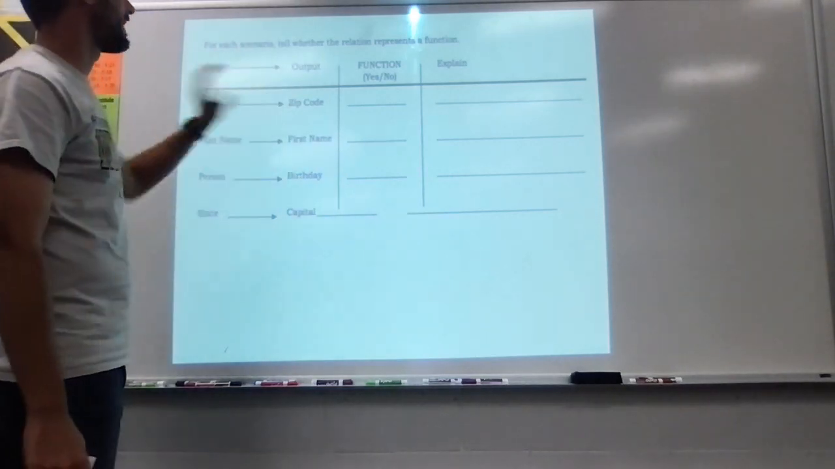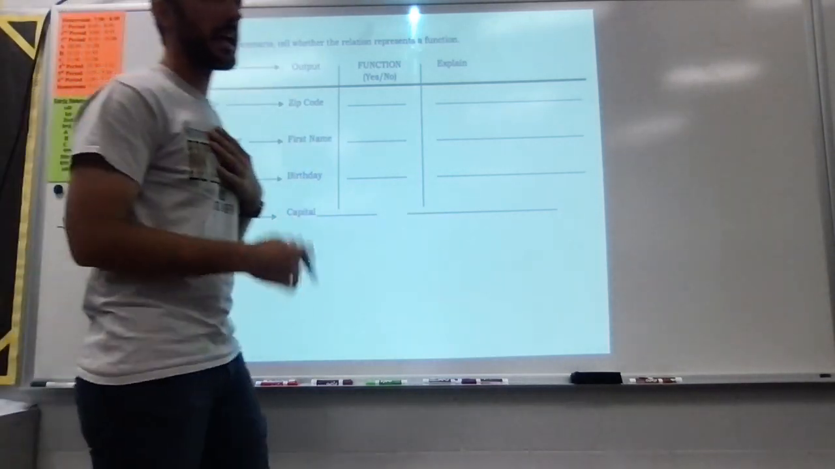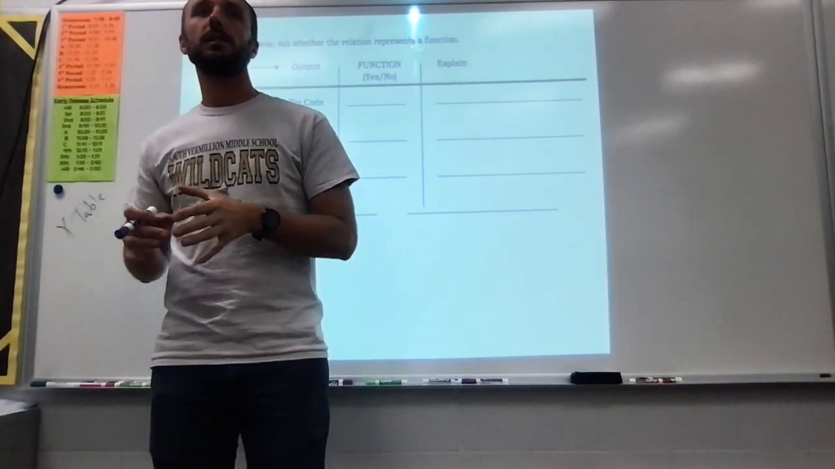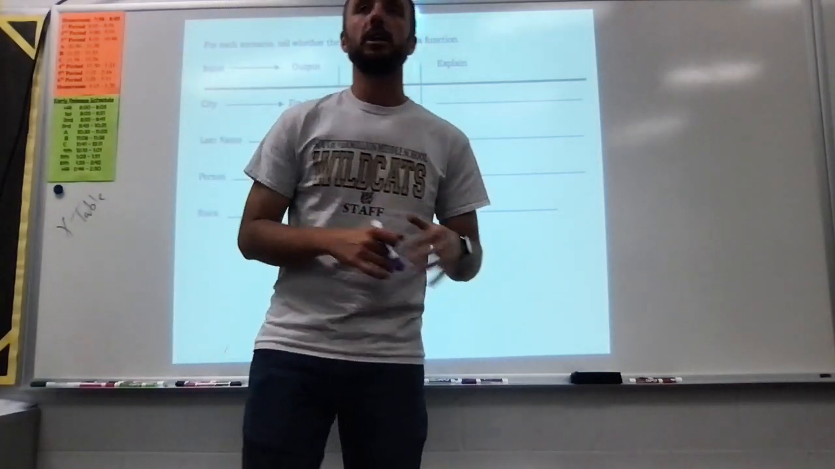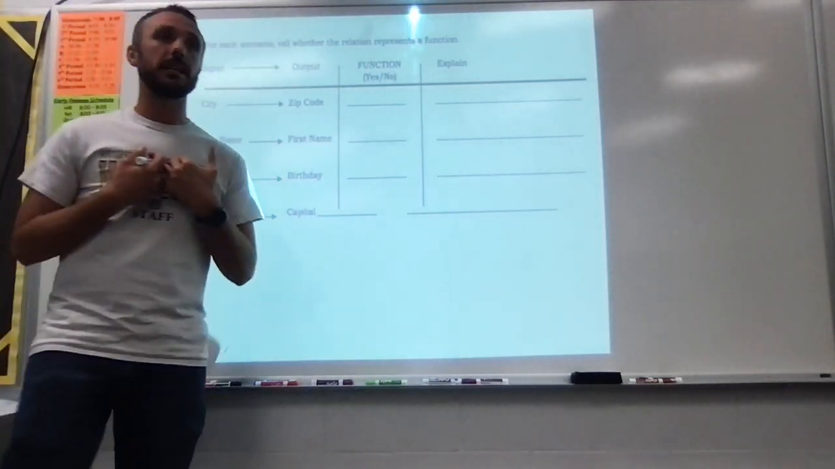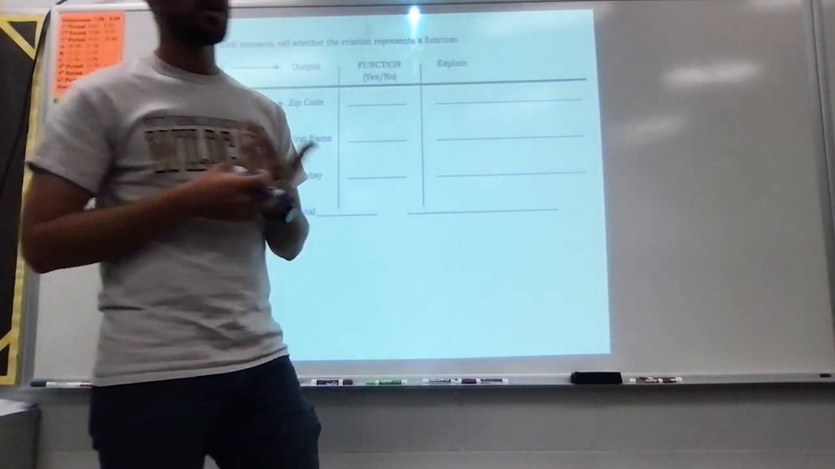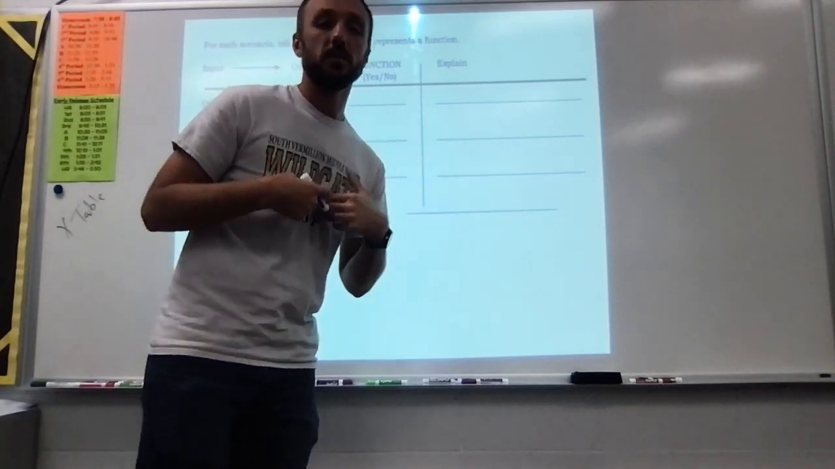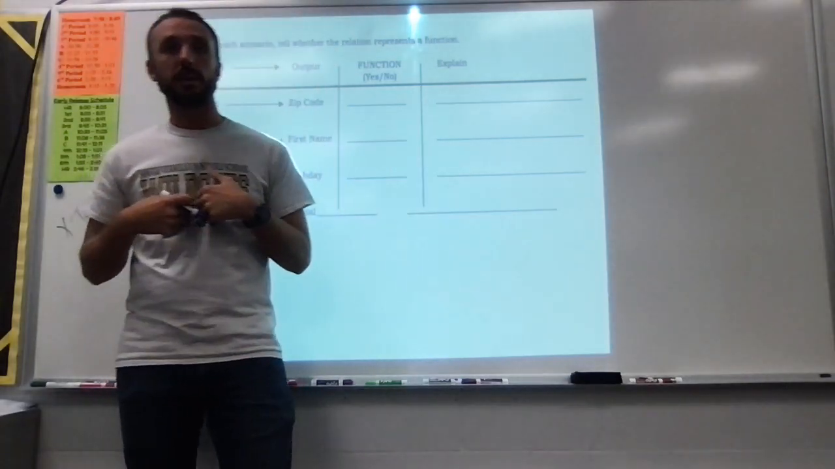Does city to zip code, is that a function? What that means is every city is addressed with only one zip code. And you have to be careful. We live in a small town. Honestly, I'm not for sure what the zip code for Clinton is, but I know where I live, Terre Haute. When I grew up in Terre Haute, I lived in the zip code 47805.